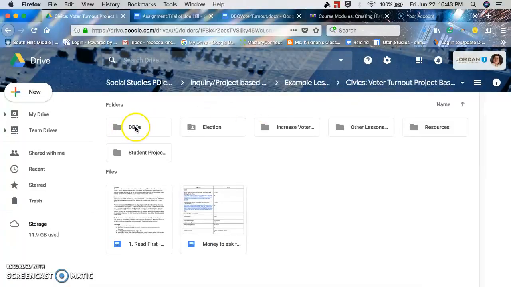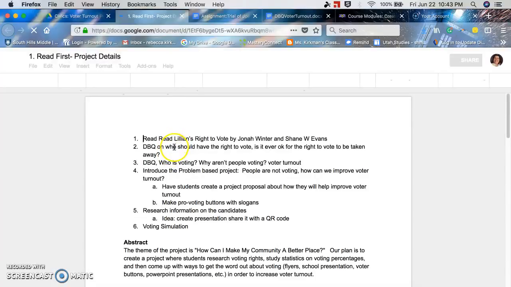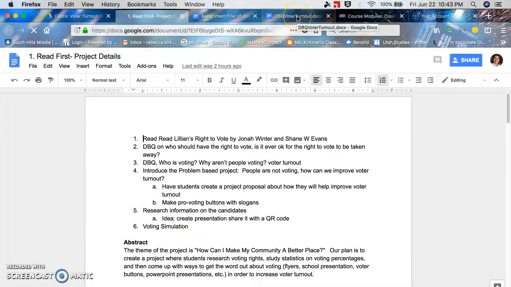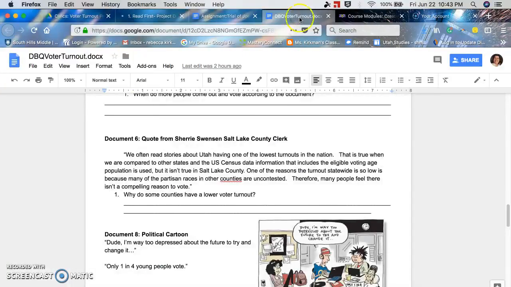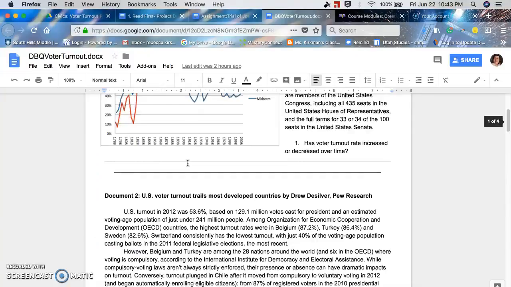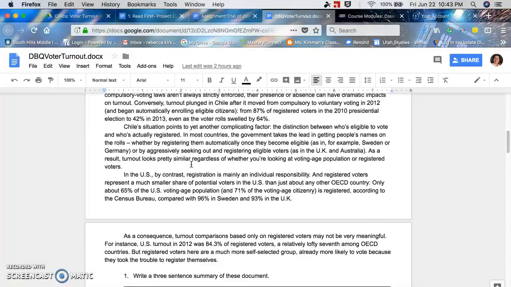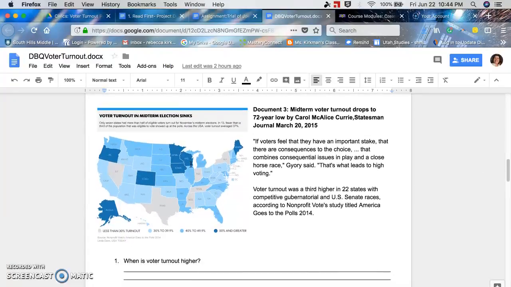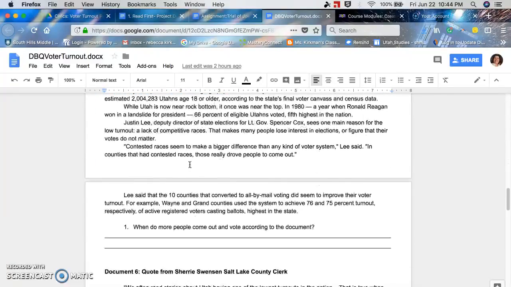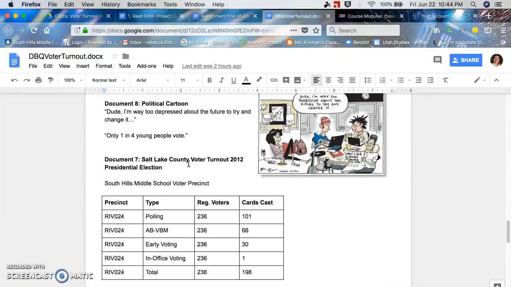We also did our first lesson, which, when you read in this Read First, does a great job of going through how we set this stuff up. We also did a DBQ with voter turnout, so that they could see what voter turnout is and what that means, and looking at trends with voter turnout, not just in the United States and other elections, but also in Salt Lake County, because that's the county that we live in.